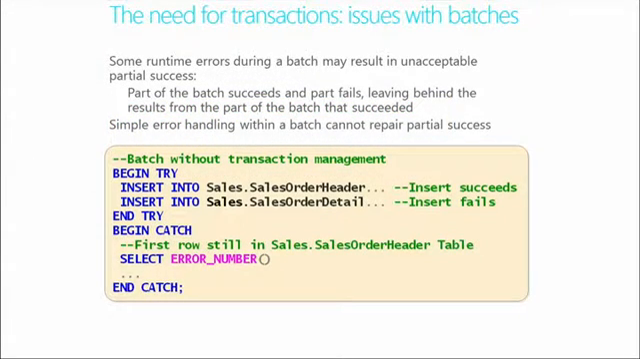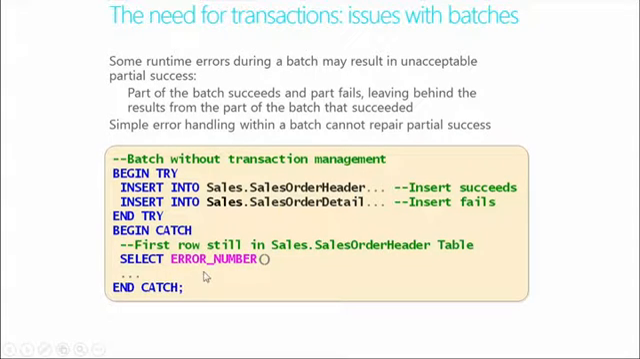So the need for transactions comes from issues with batches. We have a batch with transaction management. We're going to do an insert where this one succeeds and this one fails. We have the idea of catching the error, but that's simple error handling, and it's not going to repair the fact that this already got inserted. The information in the sales order header was added, but this wasn't.